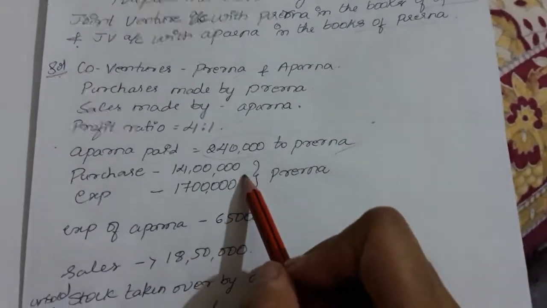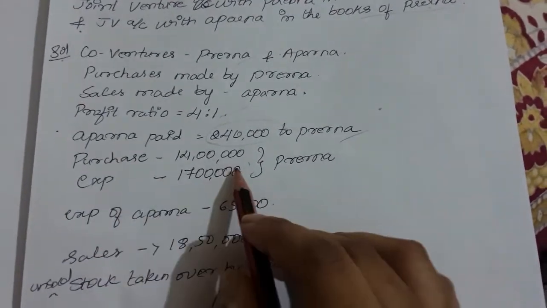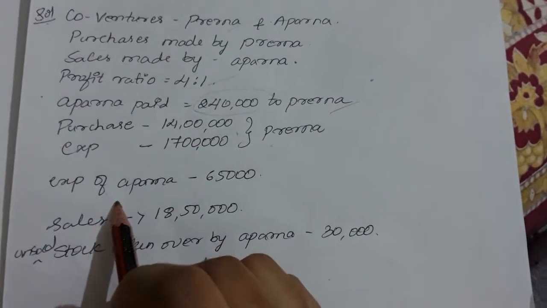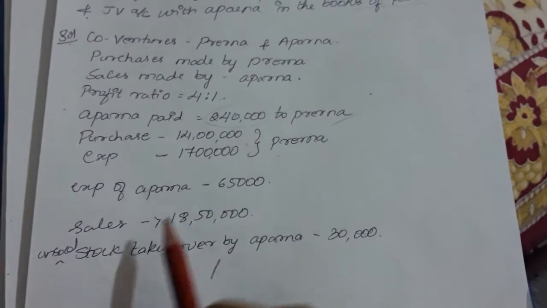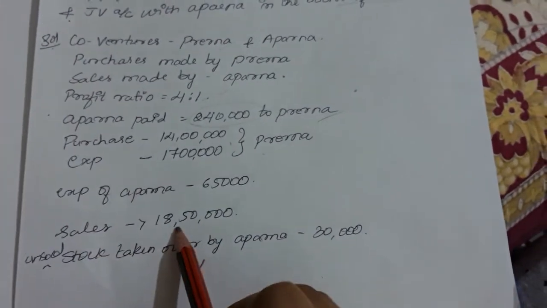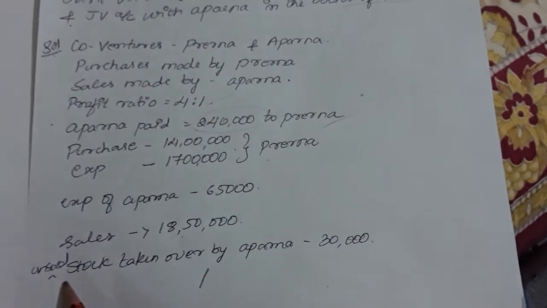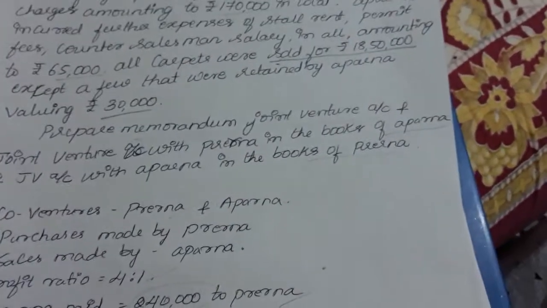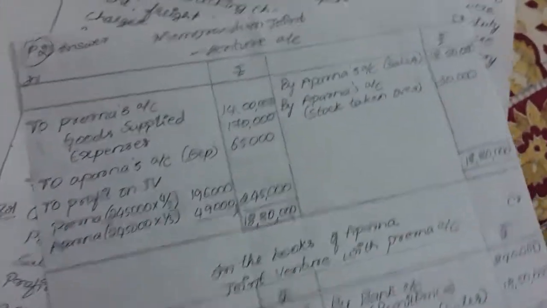So next, coming on to purchases of Prerana. Here there are no purchases of Aparna because she has not purchased; she will only be selling the carpets, right? She has only incurred the expenses. Next, coming on to the sales. Sales have been made by Aparna worth 18,50,000. Unsold stock is taken over by Aparna for 30,000. So what is the first thing we need to do? We need to start with the memorandum joint venture account.